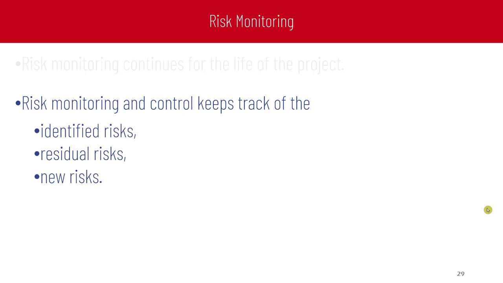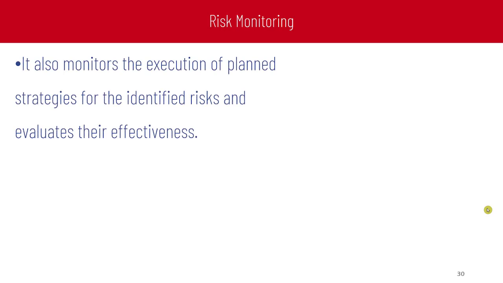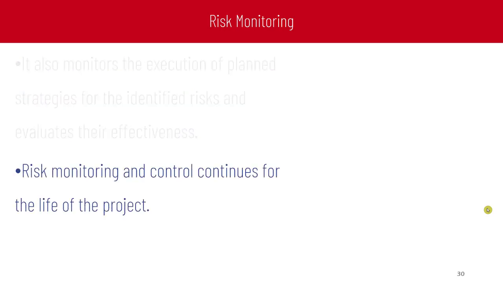Risk monitoring and control keeps track of the identified risks from the beginning, residual risks, that is the risks that remain after we manage the identified risks, and new risks that occur or appear throughout the life cycle of the project. It also monitors the execution of the planned strategies for the identified risks and evaluates their effectiveness. Risk monitoring and control continues for the life of the project.